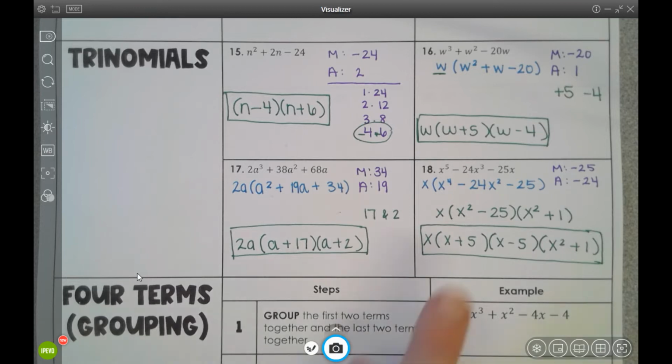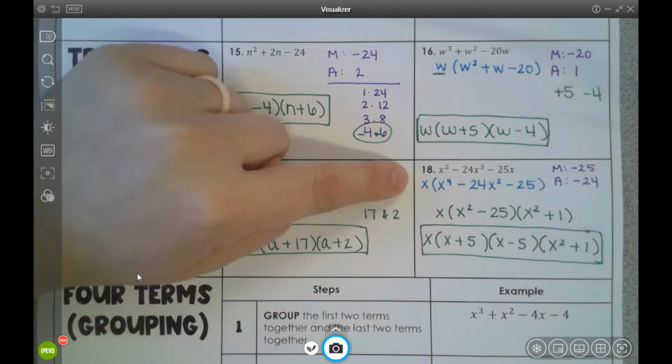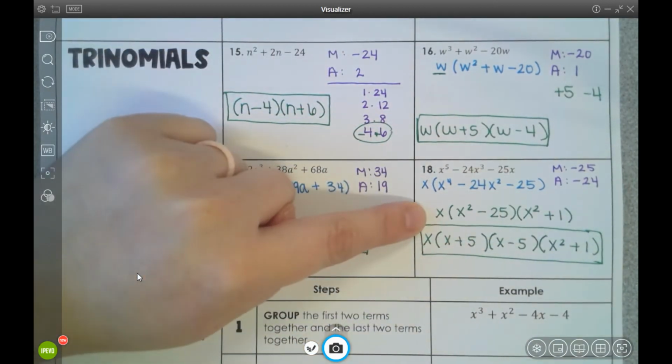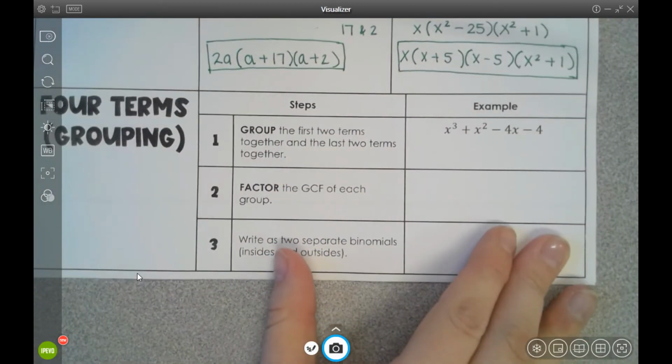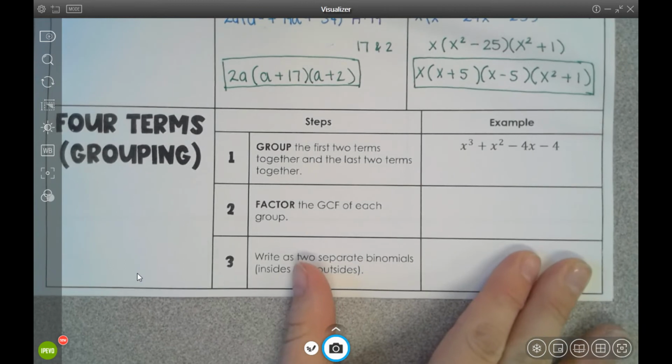So you always have to be on the lookout for those. We will have a lot of questions where it will have multiple steps that you have to do. Like this one had GCF, just a normal trinomial, and difference of squares all in one. Any questions on these? All right, so grouping is what we use when there are 4 terms.